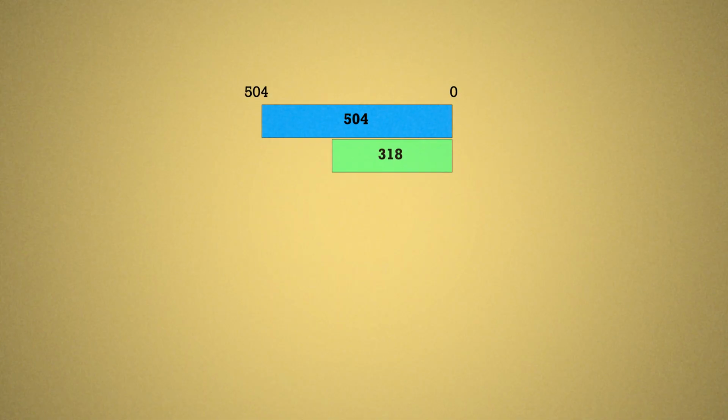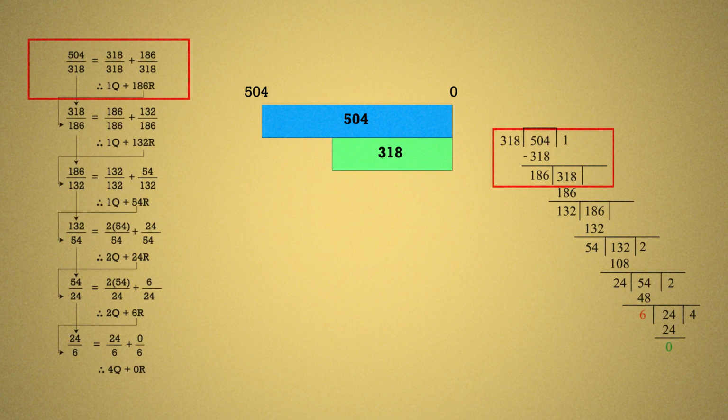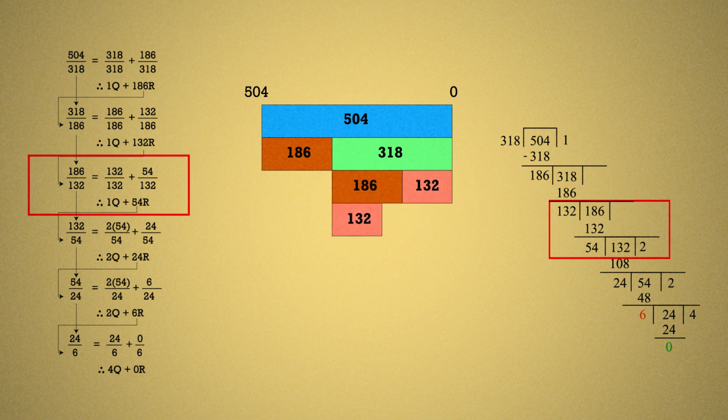To start, say we have two numbers we want to find the GCD of, 504 and 318. We divide the larger number by the smaller one. If the smaller number divides the larger one completely with no remainder left, then it's surely the greatest common divisor, or GCD. Otherwise, we take that remainder, or the difference between the two, and repeat the division using the previous divisor. At each step, we only care about the remainder.